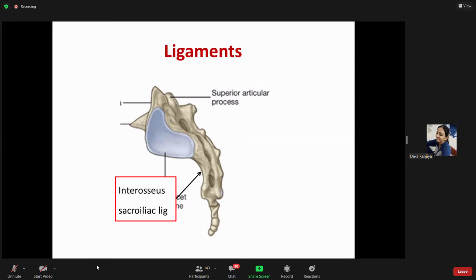So these are the ligaments attached to the sacrum: anterior and posterior longitudinal ligament, ligamentum flavum, three sacroiliac ligaments, anterior or ventral, dorsal and interosseous sacroiliac ligament, lumbosacral ligament between the transverse process of lumbar vertebra and the ala of sacrum, and the two, sacrotuberous and sacrospinous ligament.